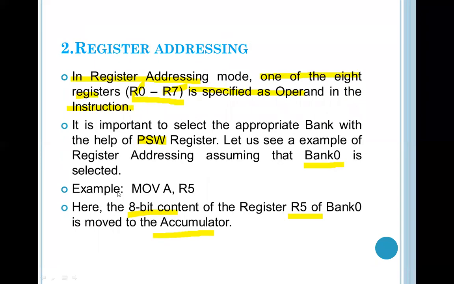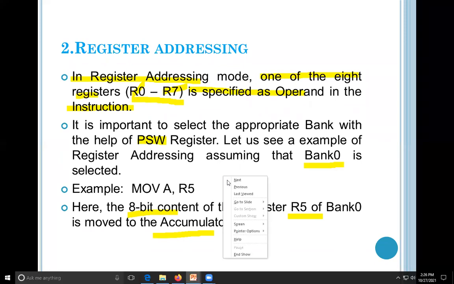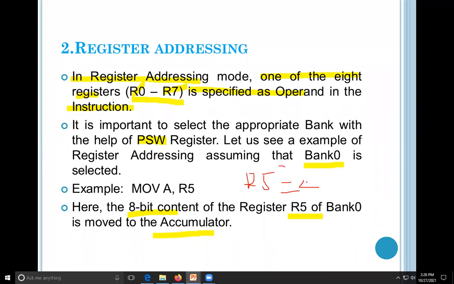So in register addressing mode, you transfer the value. Suppose MOV A, R5, and this R5 contains a value of 4. This value is transferred to the accumulator. R5 is the register, and in that register the value 4 is present, and this 4 is transferred to the accumulator. So it is called the register addressing mode.